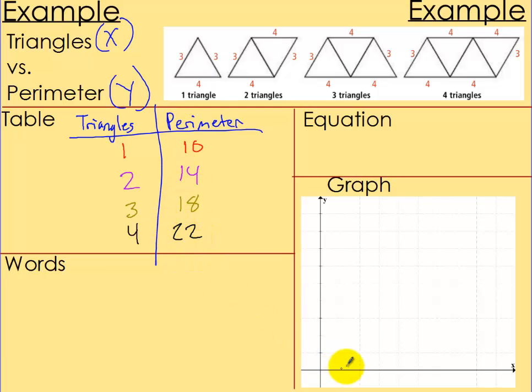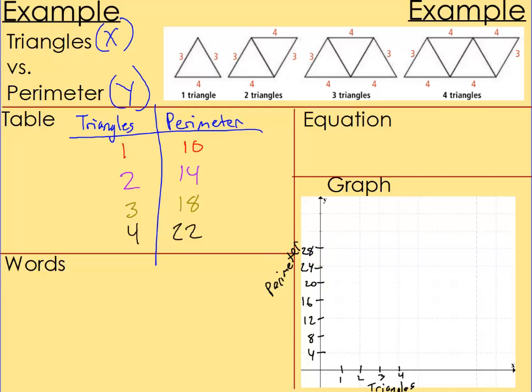Now I want to graph this. So my x-axis is going to be my triangles, and I'm going to label that triangles. And my y-axis is going to be perimeter, so I'm going to label this perimeter. All right. So I'm going to count the triangles up as 1, 2, 3, and 4 on my graph. And then, how much am I going up each time? I want to be careful with how I scale this again. Let's go up by 4 every time. So 4, 8, 12, 16, 20, 24, 28.